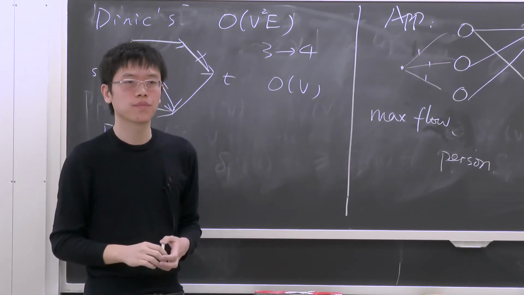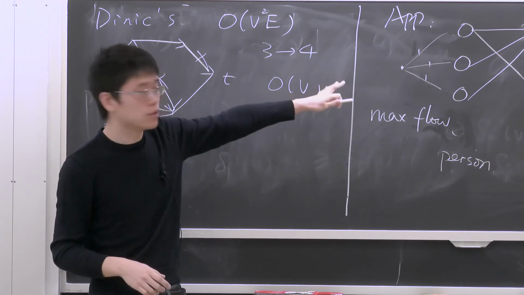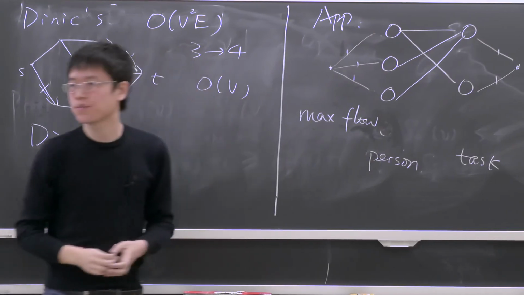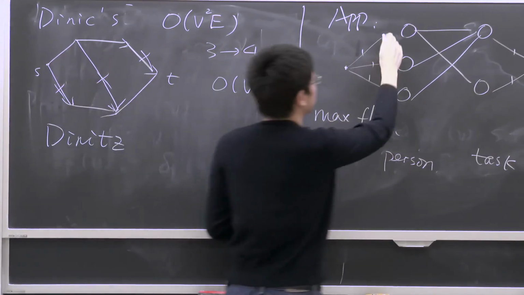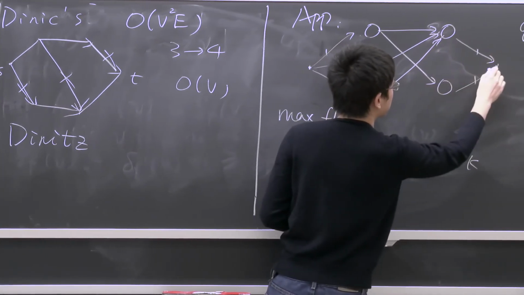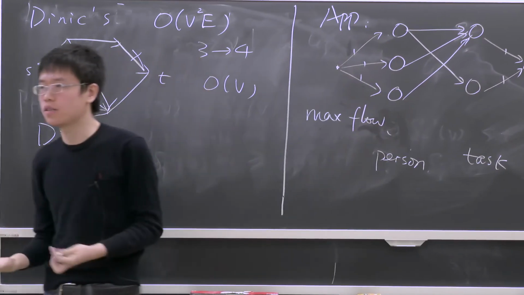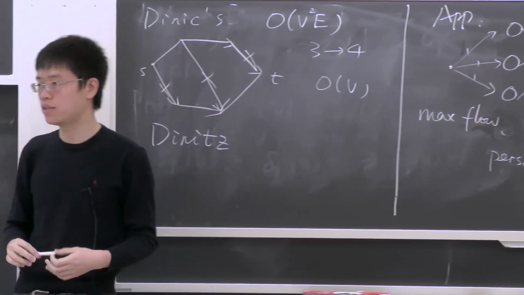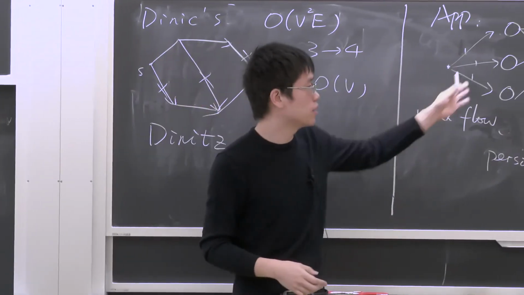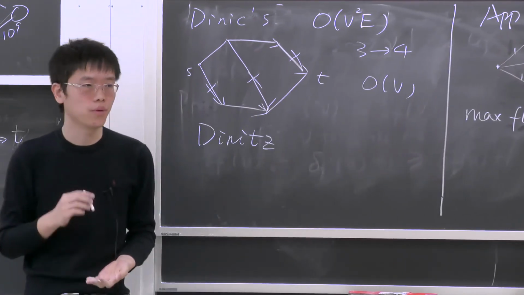What's your name? Calvin. Okay. If we do that, then because each person only has 1 incoming edge, oh sorry, maybe I should have drawn the arrows here. Each person only has 1 incoming edge, so it cannot take care of 2 tasks at the same time. Same thing for each task. It only has 1 outgoing edge, so it cannot be taken care of by multiple people.